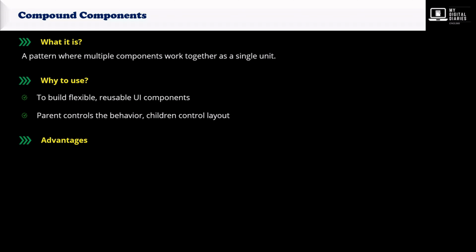Now let's look at the advantages. The first advantage is a clean and declarative API. The code reads almost like HTML, which makes it easier to understand and use. The second advantage is a flexible UI structure. Developers can rearrange or style child components without touching the core logic. This makes compound components ideal for reusable design systems and libraries.